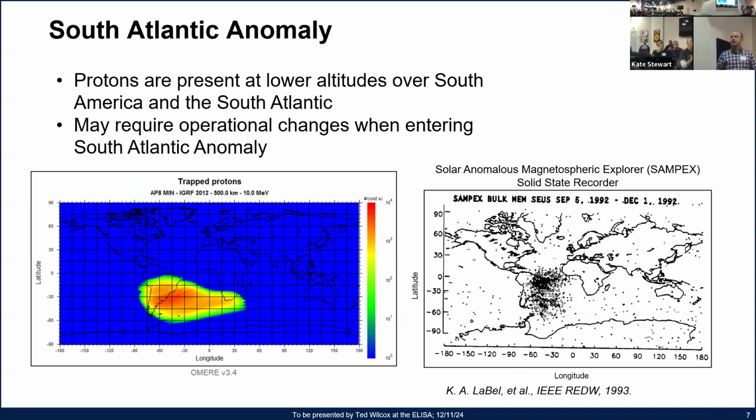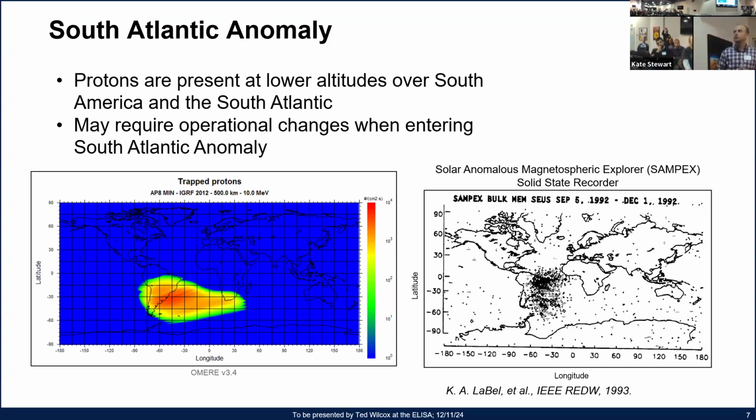What this means is that we have an area in South America and into the South Atlantic where there is an increased prevalence of protons trapped in the proton belts of the Van Allen belts. And so what happens is the Van Allen belt comes down to a lower altitude just above the South Atlantic. On the left, we see what that looks like from a modeling standpoint. So this would be a common modeling tool we would use to show the density of trapped protons at a particular altitude over the Earth's surface.